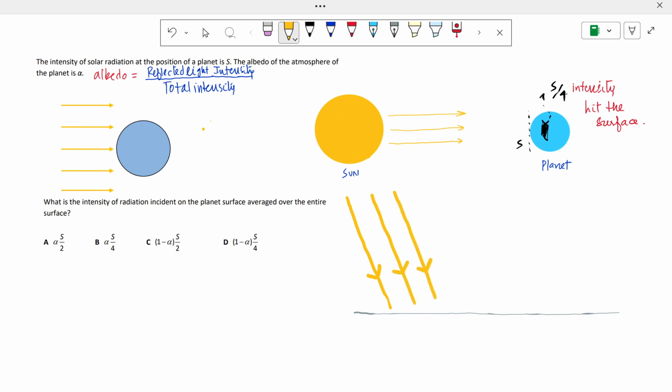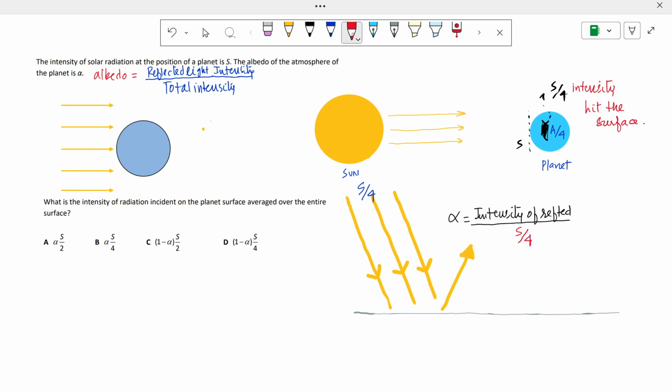I told you why, because only the 1/4 of the area will receive the light. So it means that this intensity of the light is S by 4. And how much is reflected? The light that will reflect depends on the albedo. And what is the equation of albedo? Alpha is equal to the reflected light intensity divided by the total intensity that is hitting, so that is S by 4.